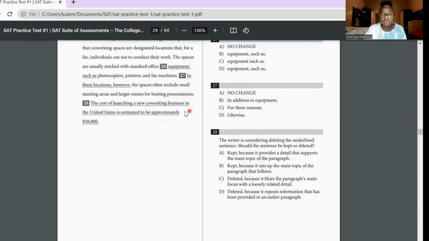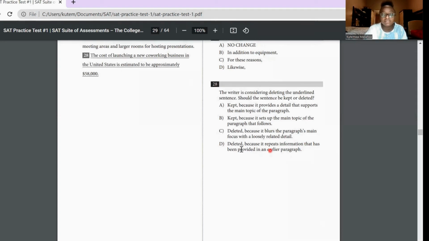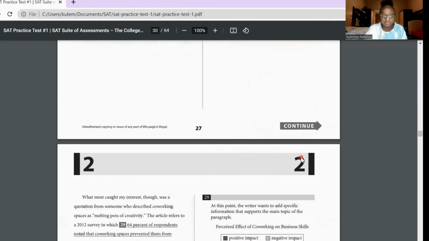And let's check our options for deletion. C says deleted because it blurs the paragraph's main focus with loosely related detail. True, that's what we said, right? So in seeing whether it should be kept or deleted, we already had our reason. Okay, and D also is a very good option because it says repeats information that has been provided. Remember, there are two things that I said you should ask yourself. Is the information new, and does it provide relevant detail? So if it's not new, it is not relevant. That's very important. So I hope this video was helpful.